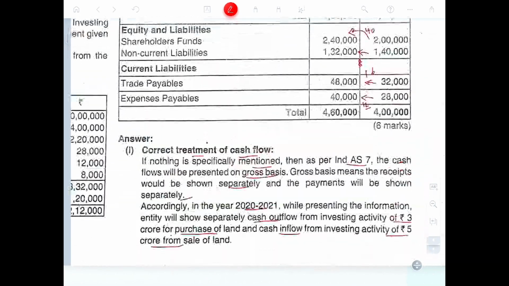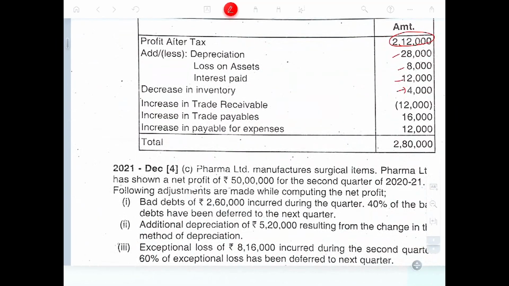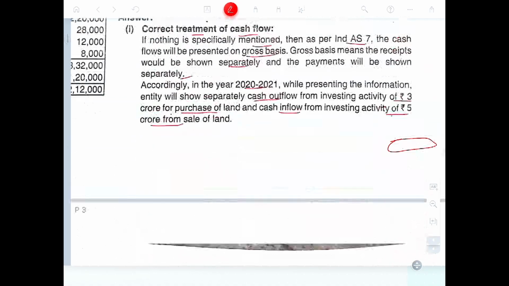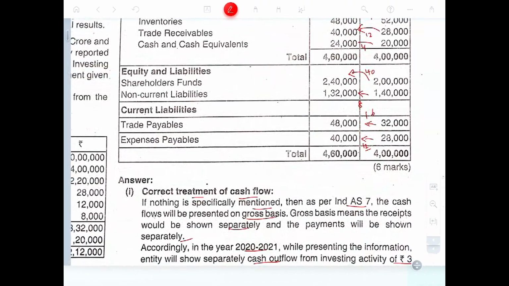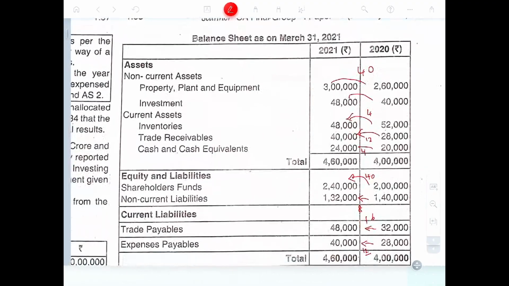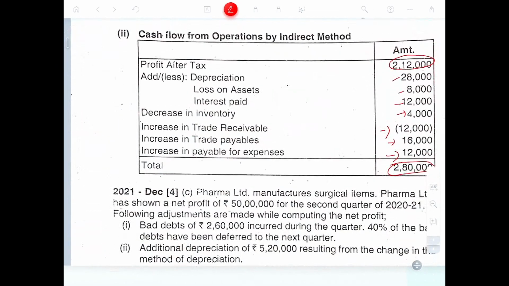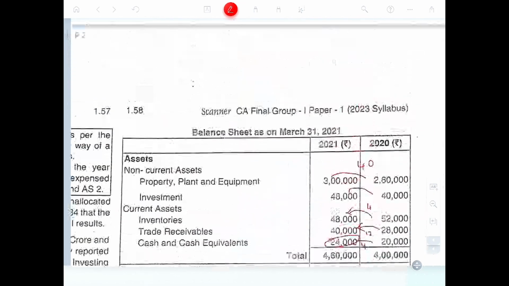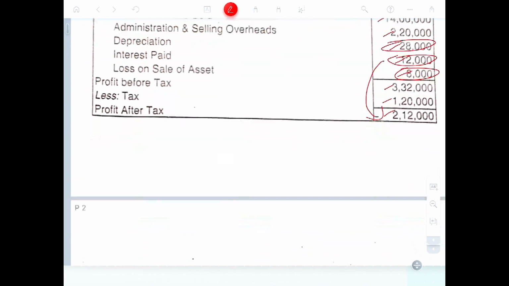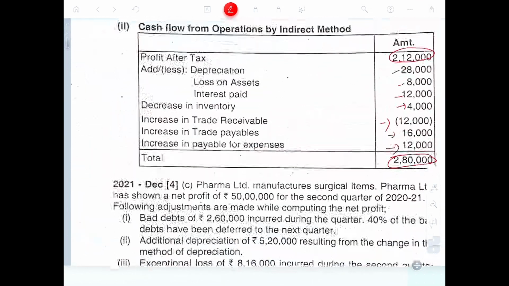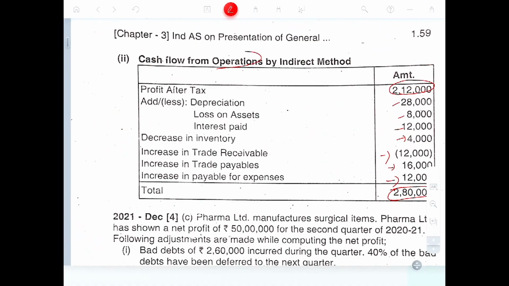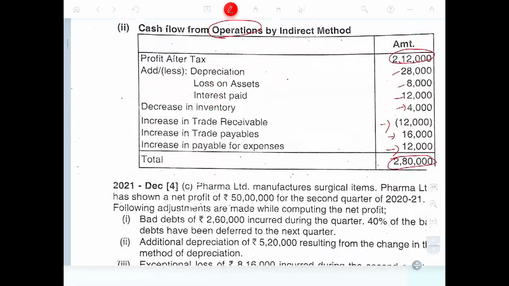Increase in trade receivable 12,000, and increase in trade payable, increase in tax payable 2,000. So that we'll get 2,80,000 here. Cash balance is 24,000. Cash flow from operations by the indirect method is 2,80,000. How do you find this 2,80,000? Operations is 2,80,000. Okay, correct.